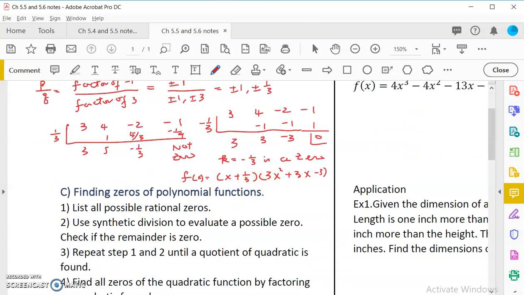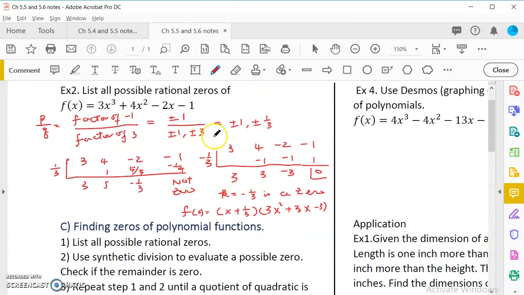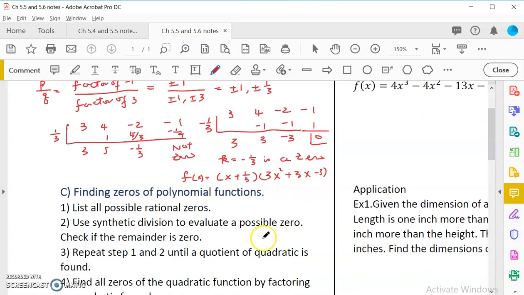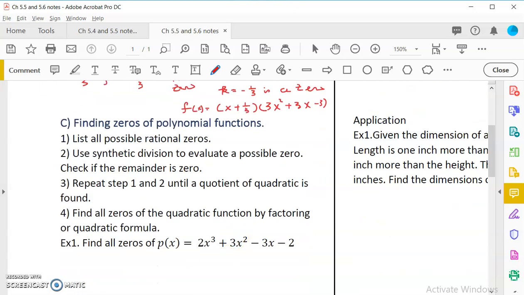Okay. So in the next video, we'll go through this process in detail on how to find zeros of a polynomial function. Basically, you would use the rational zero theorem, list all the possible ones, and check them one by one. Sometimes you're lucky, you get one right away, and then you get the quotient as the other factor, and you check, and then you factor the quotient also.